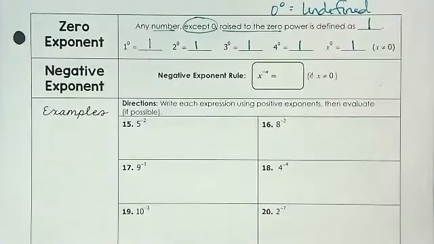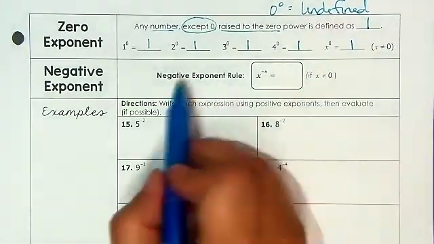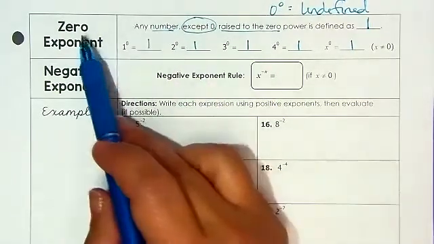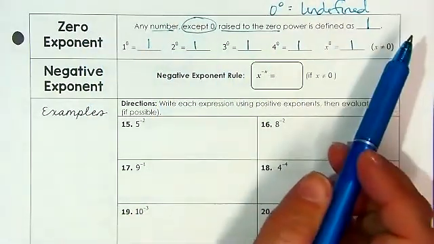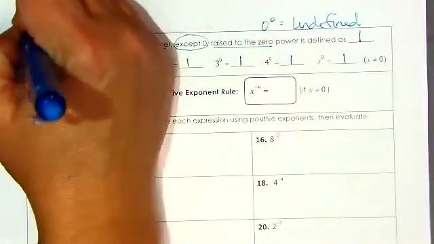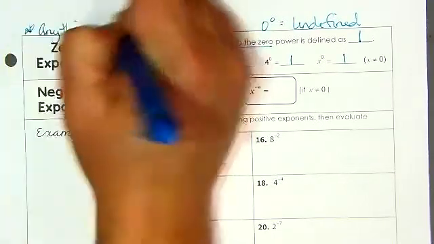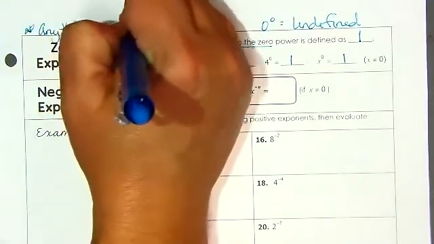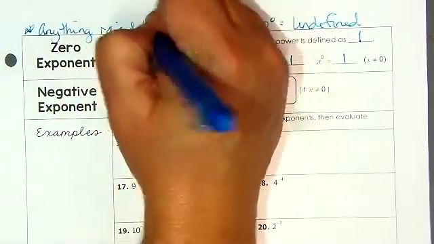All right, so now we're going to work a couple of these problems. Okay, we're writing each expression. Oh, negative. Forgot about that. So the 0 exponent rule is pretty much anything raised to the 0 power equals 1. So a little note here: anything raised to 0 equals 1.